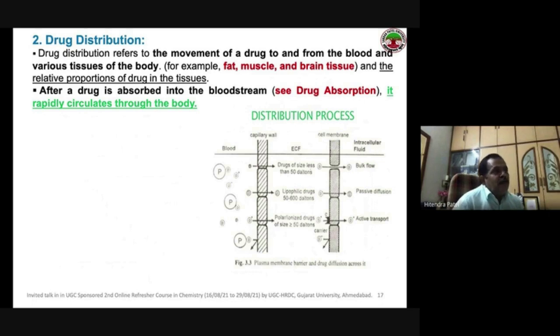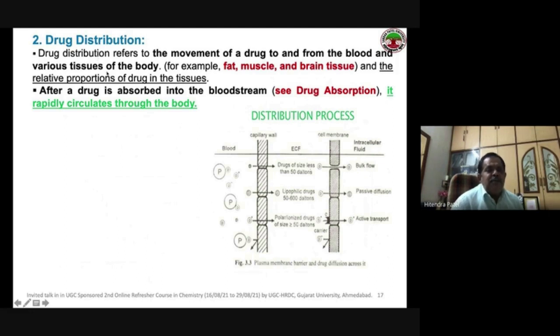Now, as we have seen, after taking a drug through various kinds of routes, we have to think about the first point, drug absorption. After drug absorption, we have to check the movement of a drug into the body, right, in pharmacokinetics. So friends, this is the second term, drug distribution.